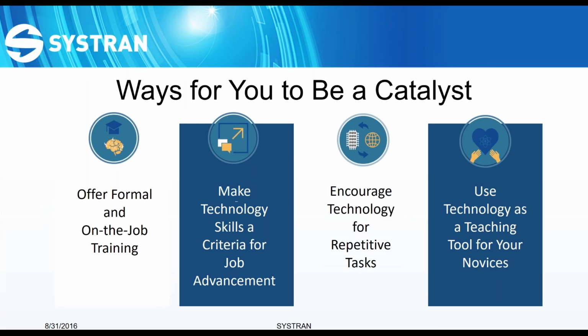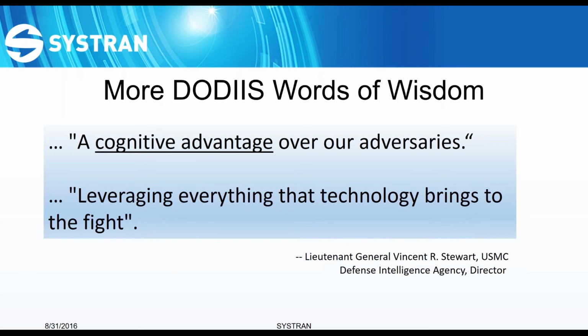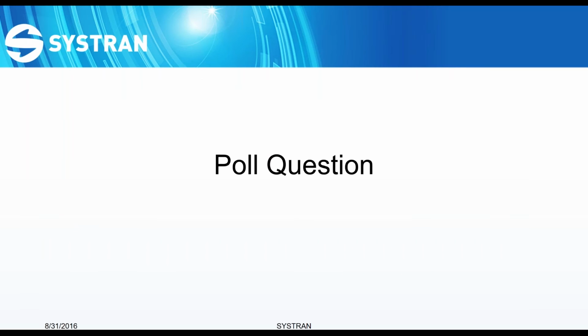As you know, in the government space, your people are ultimately your competitive advantage, regardless of whether you're a contractor or a government agency. To pick up another soundbite from the DOTIS conference, given by the Director of DIA, Lieutenant General Stewart, we need to continue building a cognitive advantage over our adversaries. Just a little bit later, he stated that it's important that we are leveraging everything that technology brings to the fight. So here you see that his comments encourage us to use the best of people and technology for the benefit of government missions. I think we have time for a second poll.